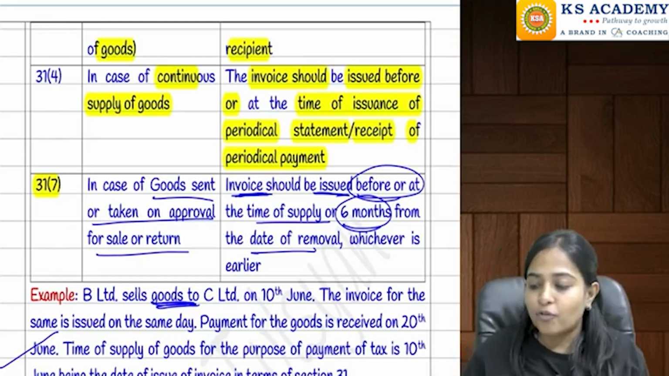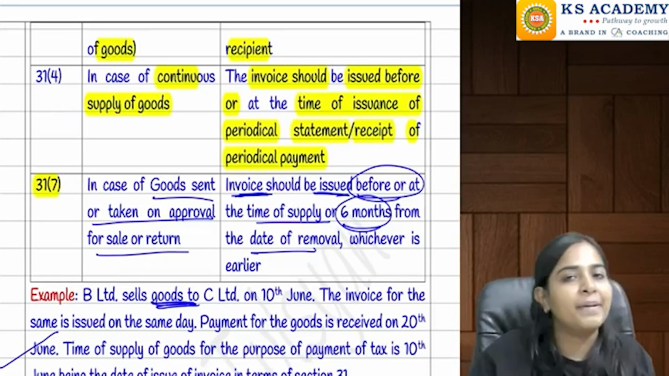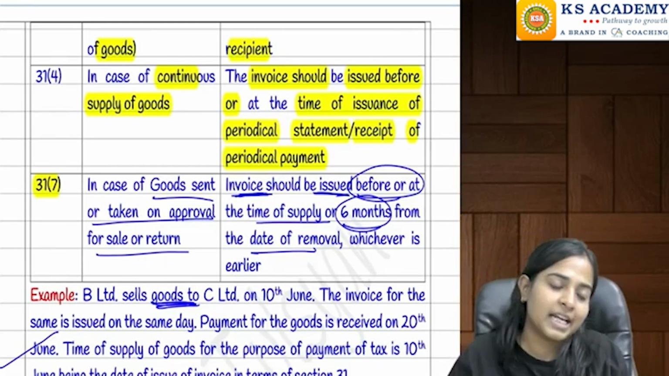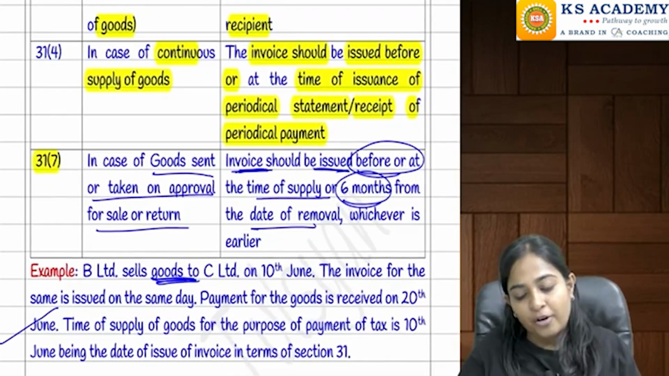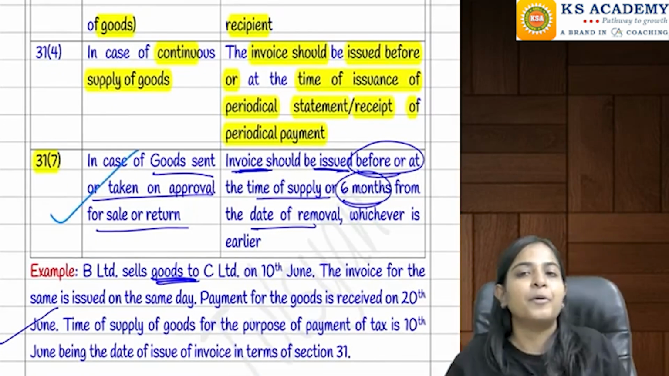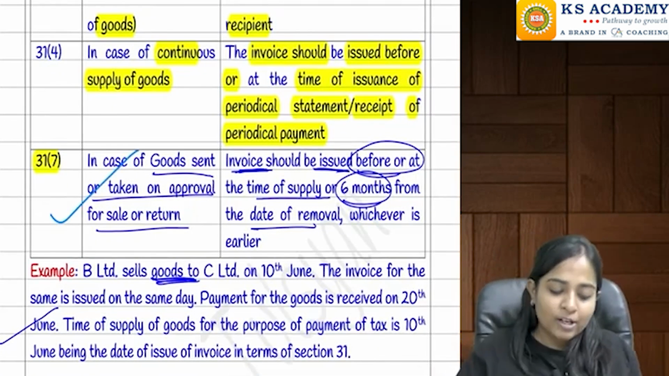Are you clear with this? So whatever information is available with you, on the basis of that, whichever is earlier, the invoice must be issued. Okay, and then the last one, you must have heard about this right from your CA foundation or CPT, whatever.